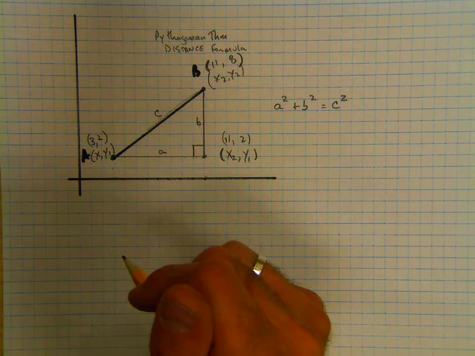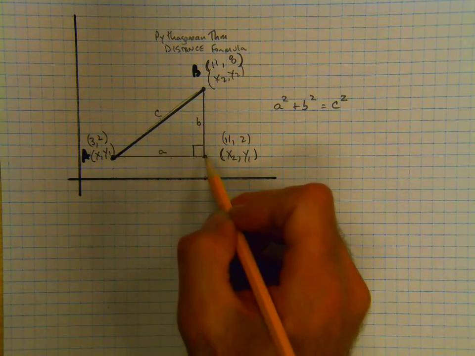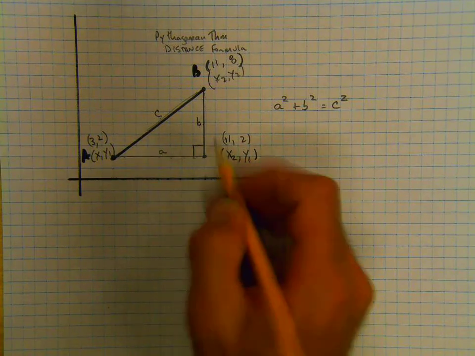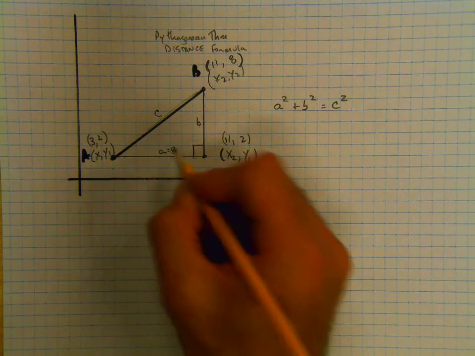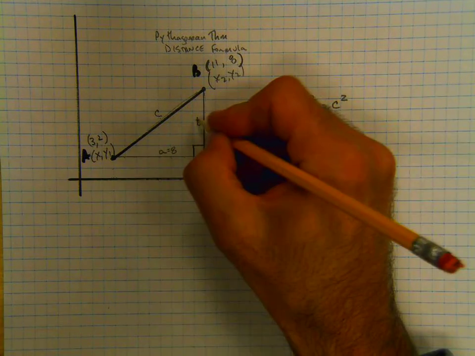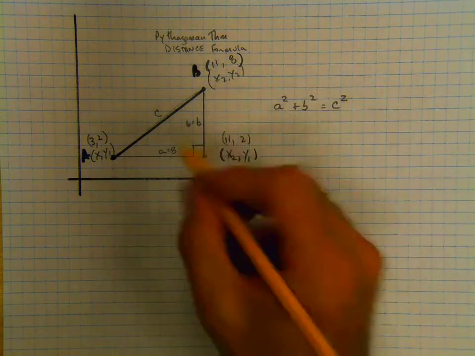So let's just do this a simple way. Let's count from A to this point. 1, 2, 3, 4, 5, 6, 7, 8. So A is equal to 8. B is 1, 2, 3, 4, 5, 6. And we want to find C.